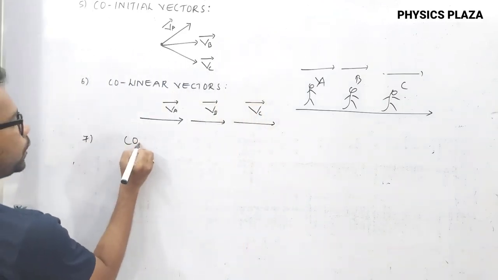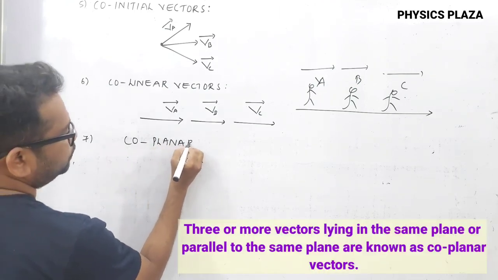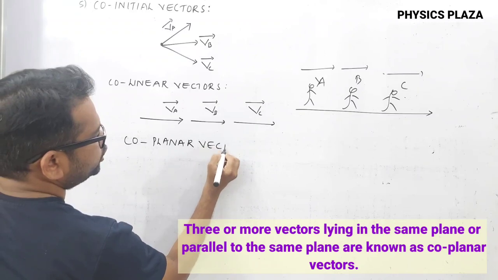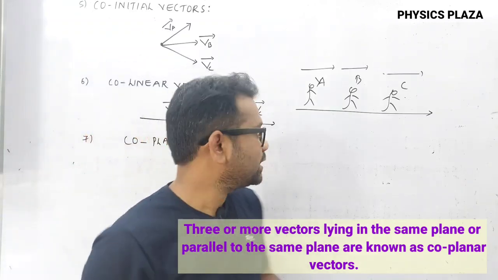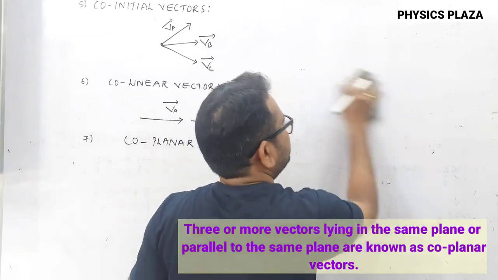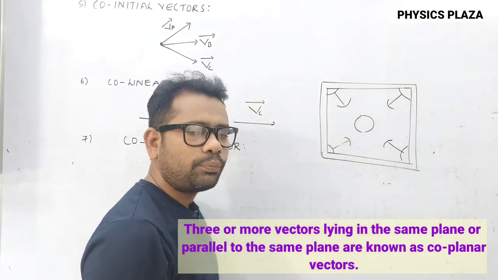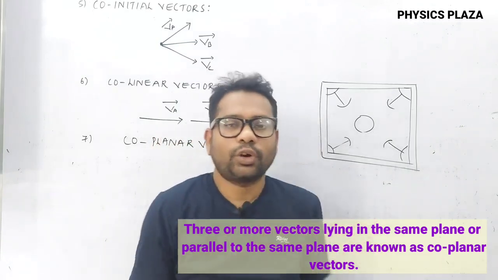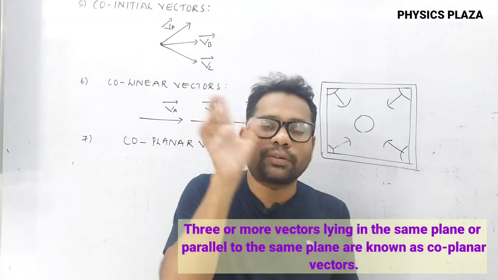It is coplanar vectors. Now children, you might be knowing about a carom board. If you can see a carom board, look at it, children. Let me take this example. Let us take this carom board. Just think that coins are there, placed in a proper order, and those coins are hit with a striker.